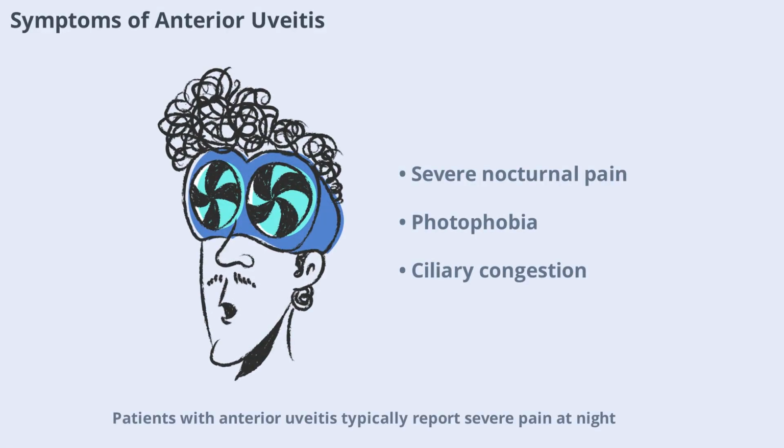Patients with anterior uveitis typically report severe pain at night, sensitivity to light, and a red, congested eye. These symptoms are often accompanied by blurred vision and discomfort. Early recognition and treatment are essential to prevent long-term damage to the eye and preserve vision.